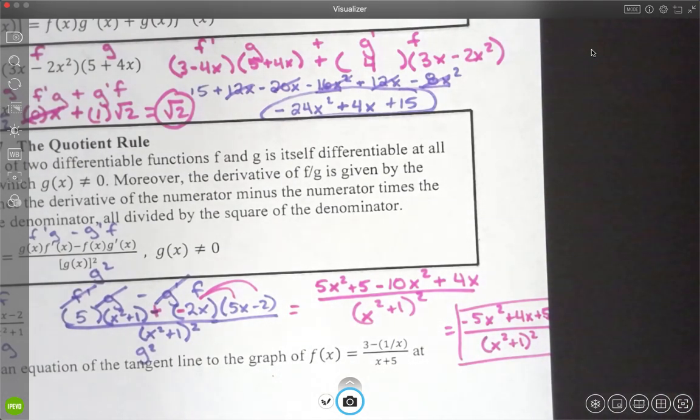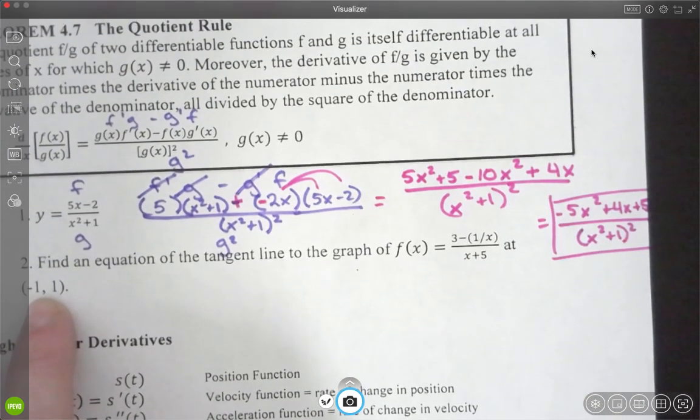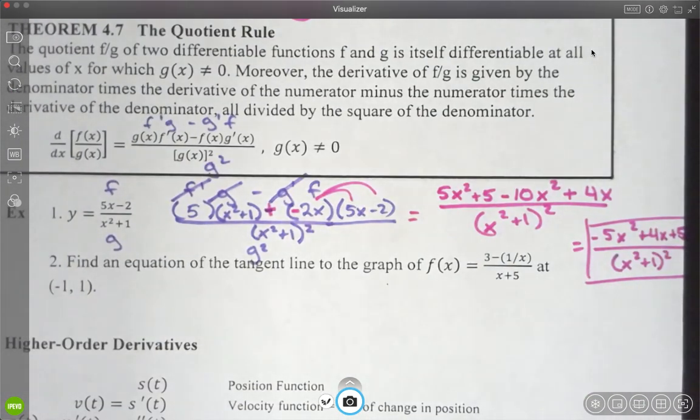Okay. Now, this is still fair game. What they're probably going to have us do next is they'll say, find the derivative, but at this point, right? At a certain point. So like at the point, I don't know, negative 1, 1. So as soon as you get the derivative, then what do you do? Plug in negative 1 for x, right? And then that will give you the actual number for the slope of the tangent line, right?